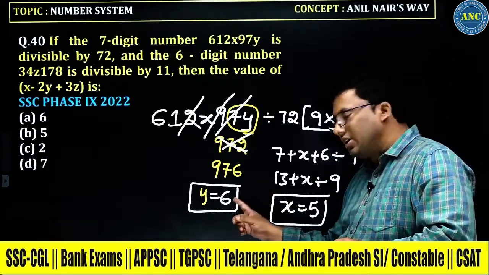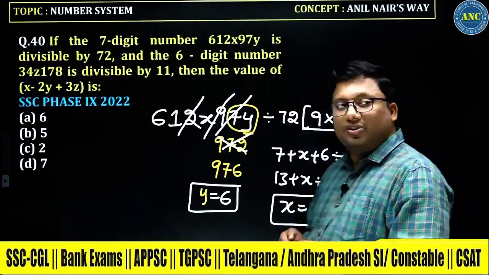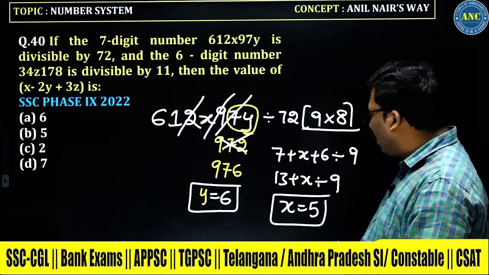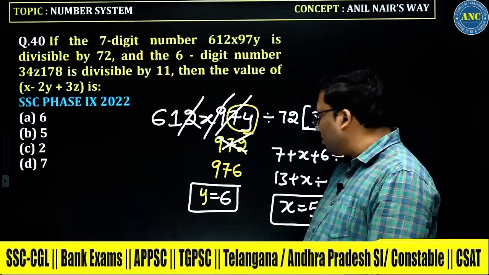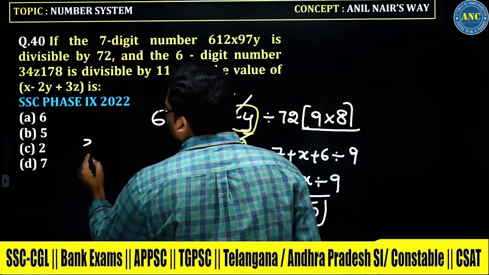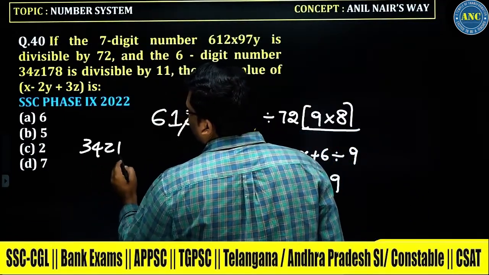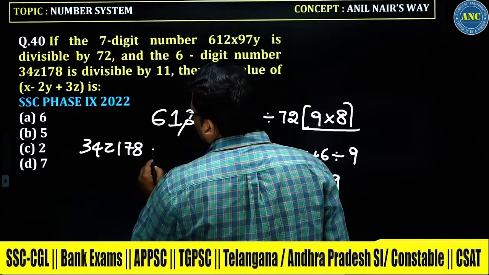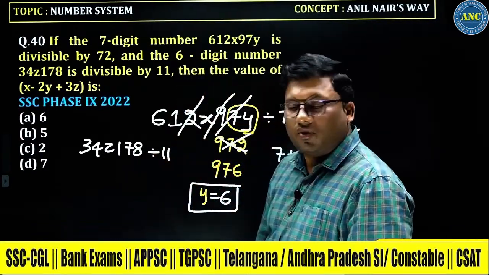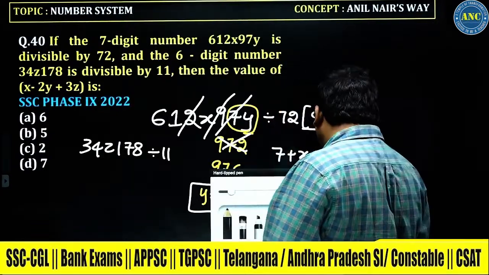Here the y value is 6, and here the x value is 5. I hope the idea is clear. We got y, we got x. Z we require. For Z, one more condition is given: 34Z178 is divisible by 11.